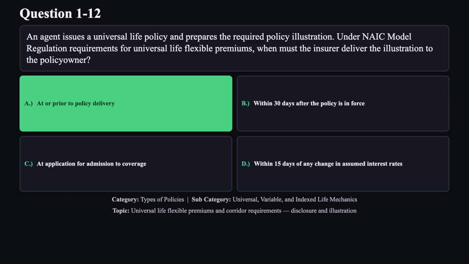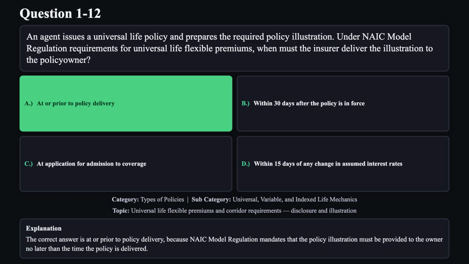The correct answer is A. The correct answer is at or prior to policy delivery because NAIC model regulation mandates that the policy illustration must be provided to the owner no later than the time the policy is delivered.